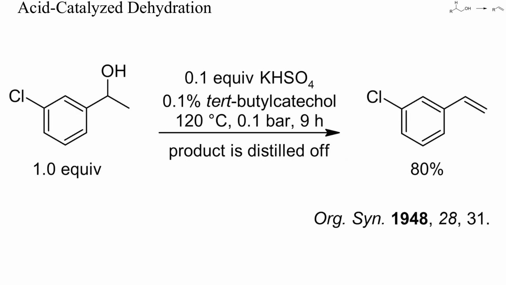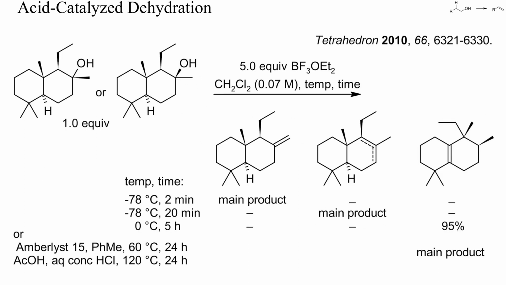Styrenes readily polymerize upon concentration, and the preparation requires some precautionary measures. Here, a phenol was added as a radical trap. The dehydration was accomplished by heating with 10% of potassium bisulfate and distilling the product off from the reaction mixture. Tertiary alcohols are still more easy to dehydrate than secondary alcohols. In this case, however, the product readily rearranged with acids.